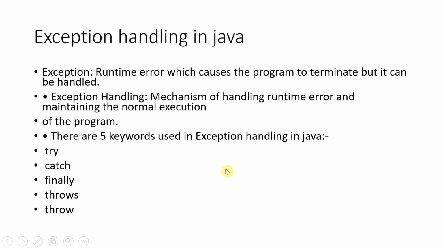An exception is a runtime error which causes the program to terminate but can be handled. The mechanism of handling the runtime error and maintaining the normal execution of the program is exception handling. There are five keywords used in exception handling: try, catch, finally, throws, throw. You create a try block, and the catch will catch the exceptions from anything within the try block. Any exception will go to the catch, and then finally will happen. And if you want to explicitly throw some exceptions, you have to use throws or throw.